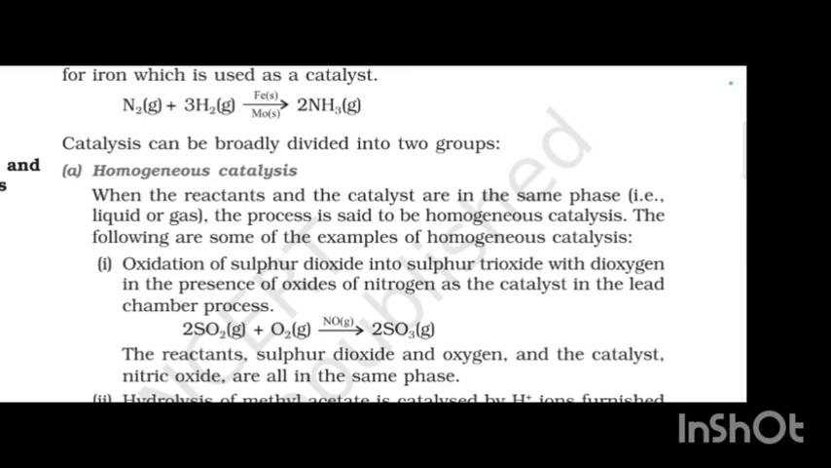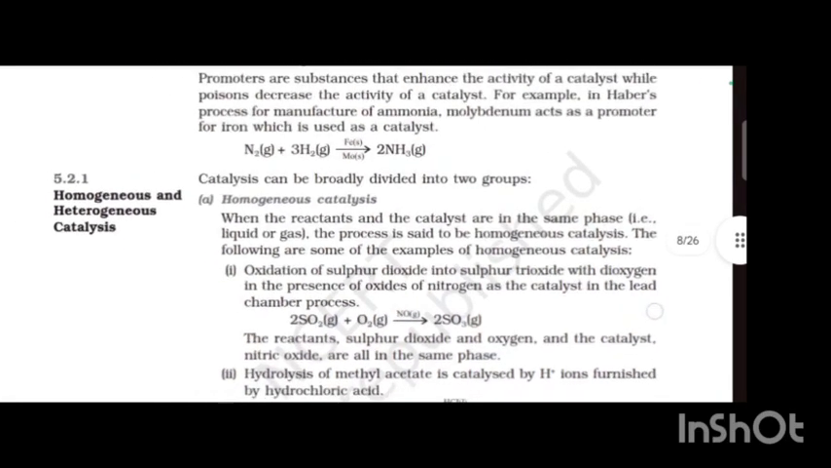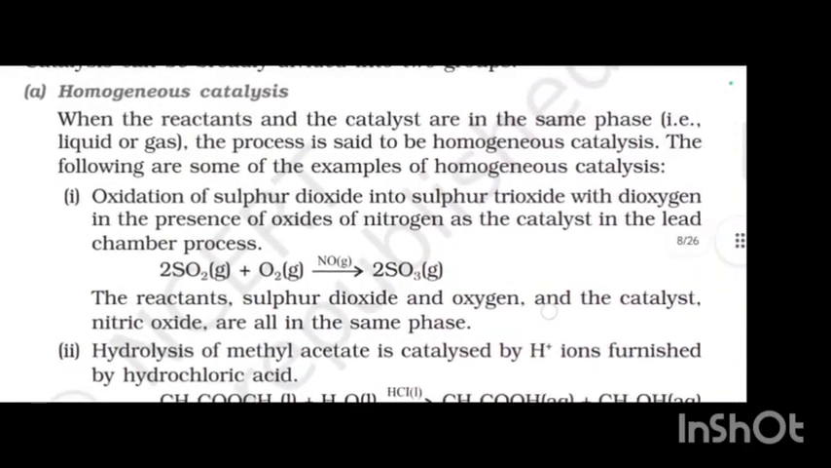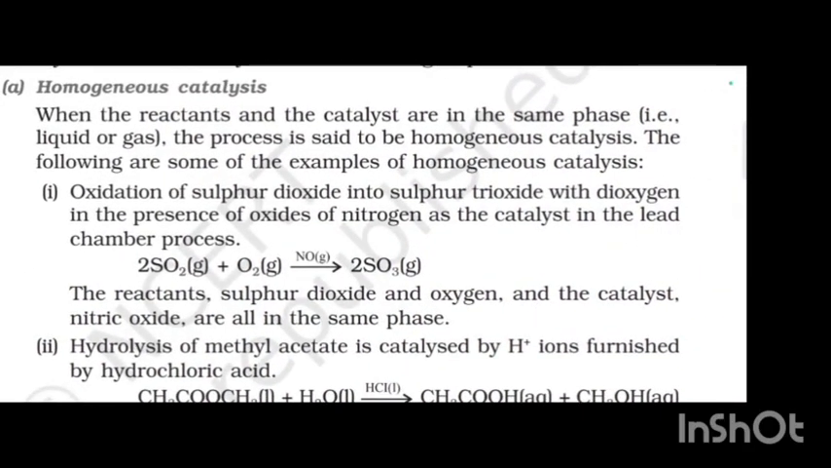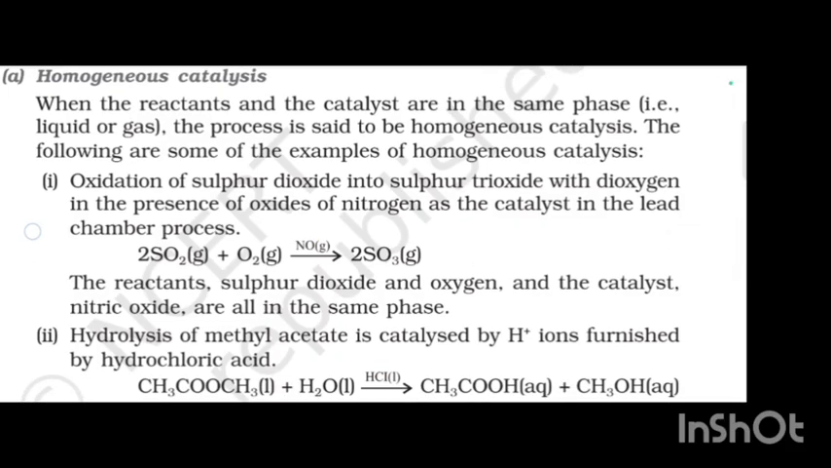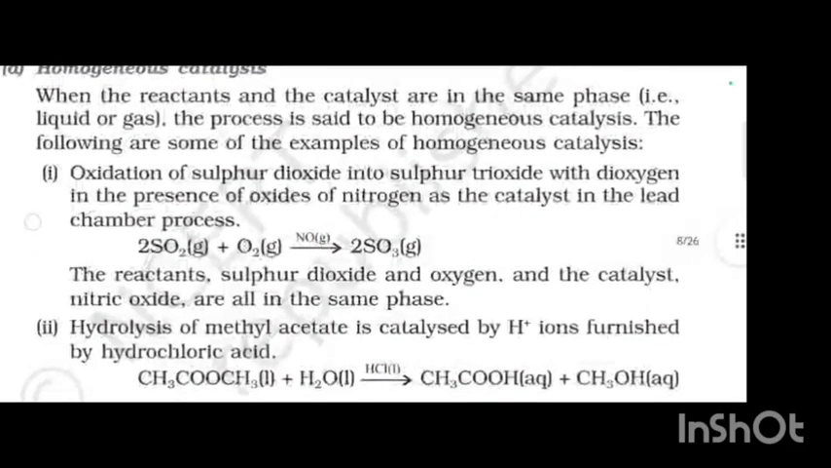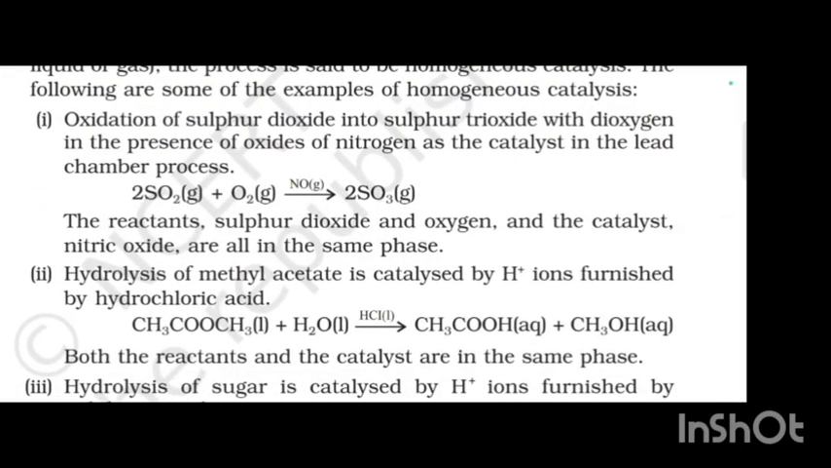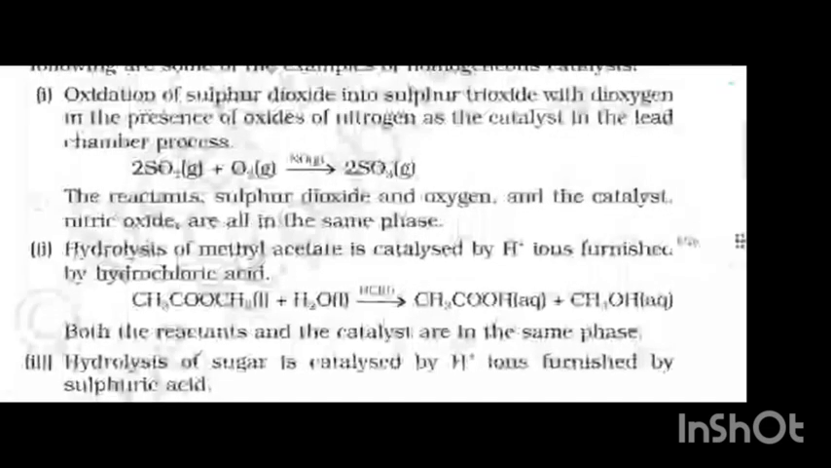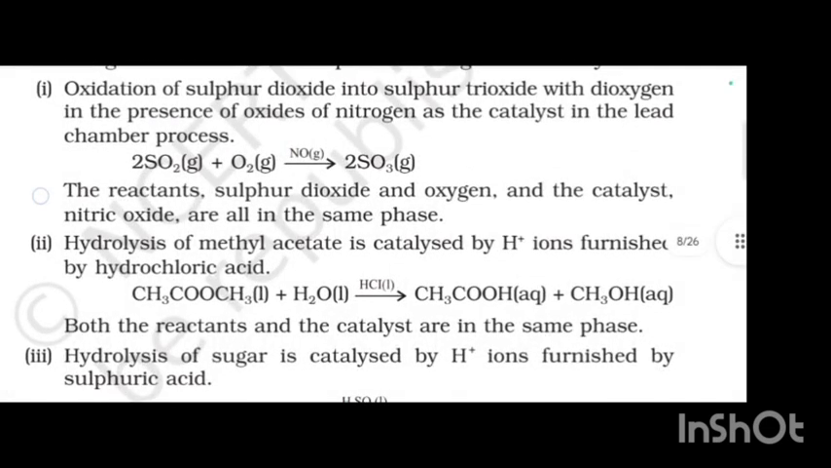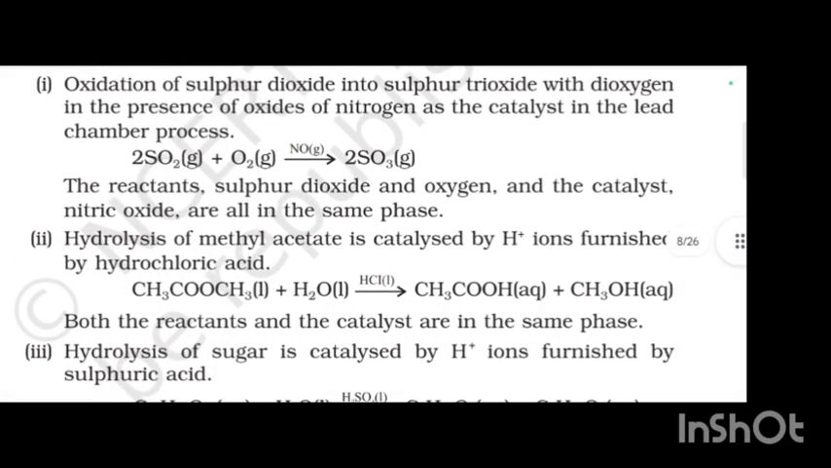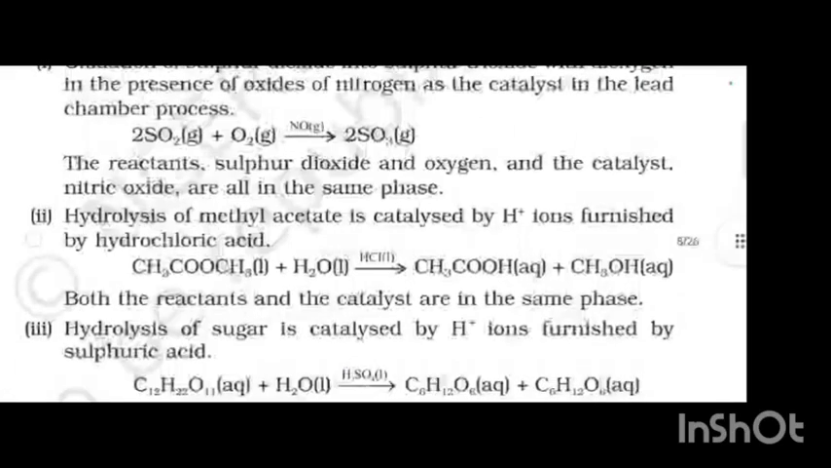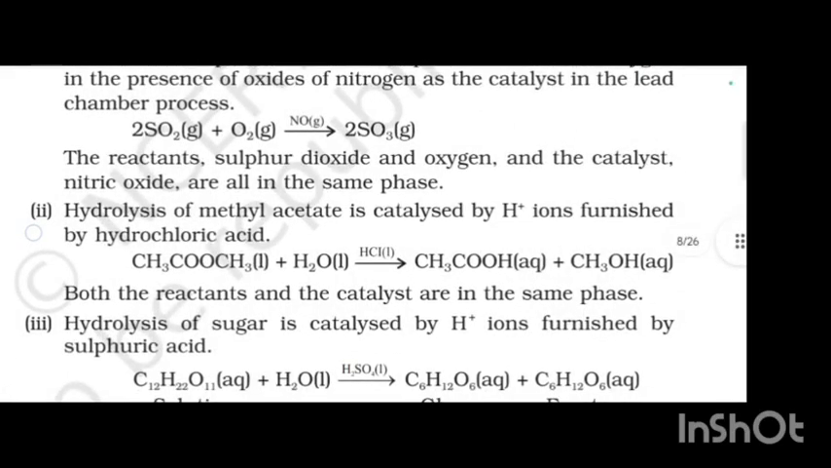Catalysis can be broadly divided into two groups: homogeneous and heterogeneous catalysis. A. Homogeneous catalysis. When the reactants and the catalyst are in the same phase, that is liquid or gas, the process is said to be homogeneous catalysis. The following are some examples of homogeneous catalysis. First, oxidation of sulfur dioxide into sulfur trioxide with dioxygen in the presence of oxides of nitrogen as the catalyst in the lead chamber process.